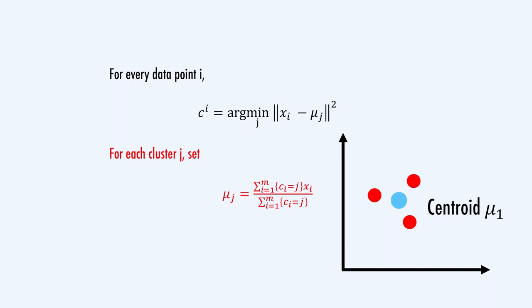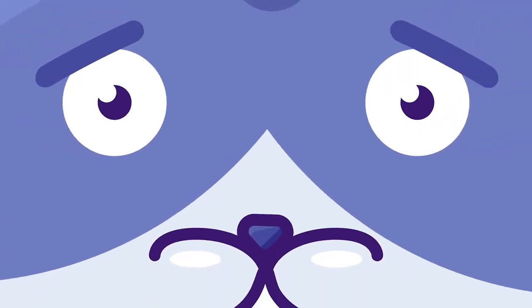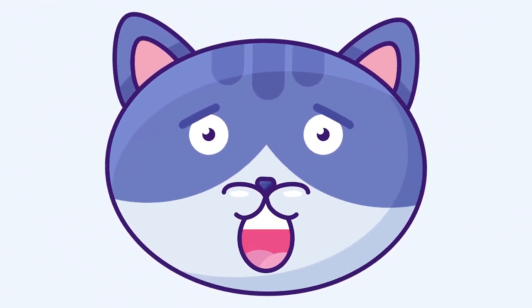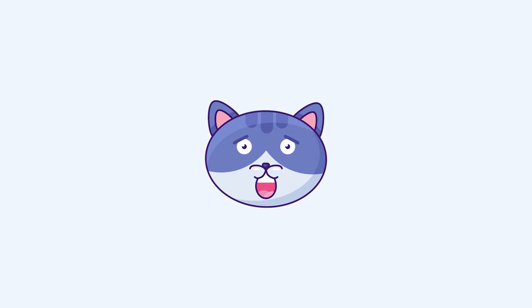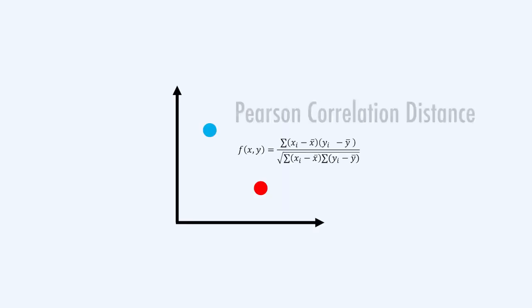Note that here, when we calculate the mean, that is the arithmetic mean, we are in fact minimizing the sum of squares too. The mean is what we call a least squares estimator. Most distance functions, however, do not minimize the sum of squares. For example, when using the Pearson correlation distance, we are not optimizing the sum of squares. This makes K-means lose part of its meaning.